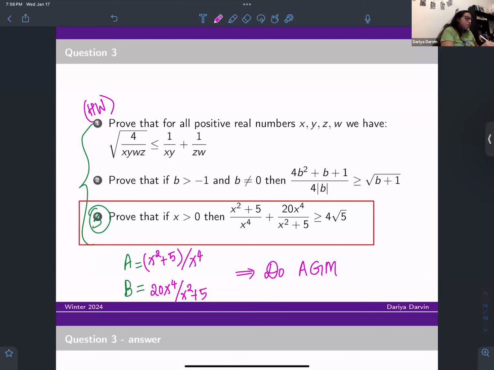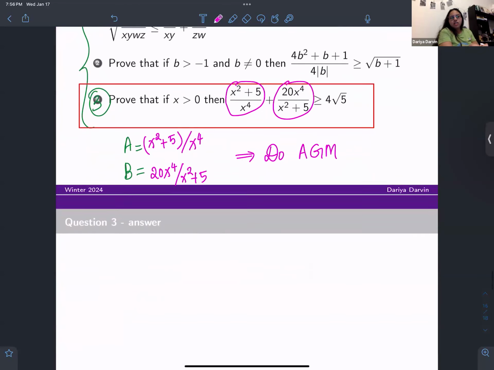Again, how did I know that? Because I see complicated things, but the variables are just reciprocals. So if I see complicated variable reciprocals being added and I have to do an inequality question, huge hint, it's AGM.